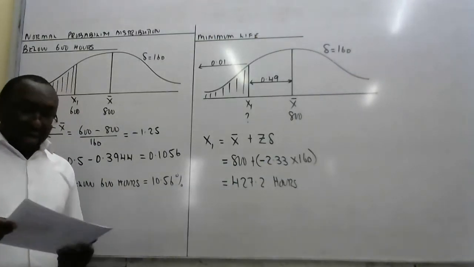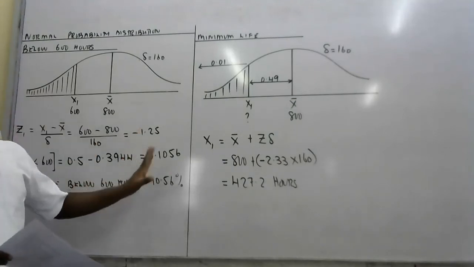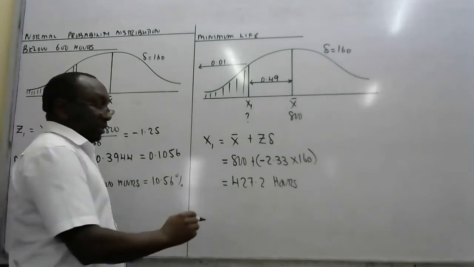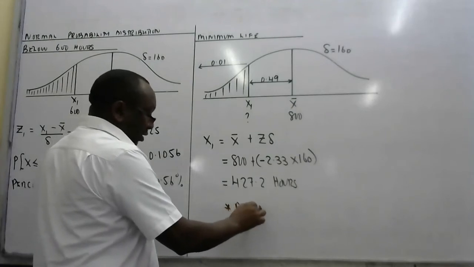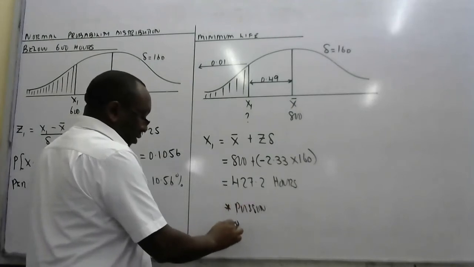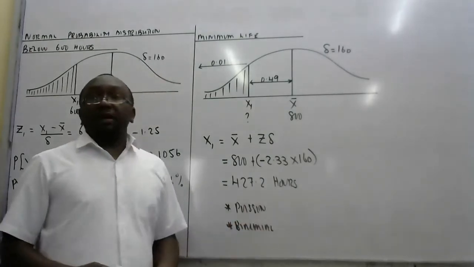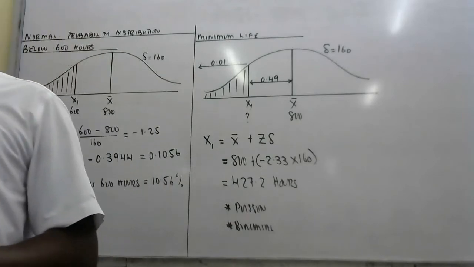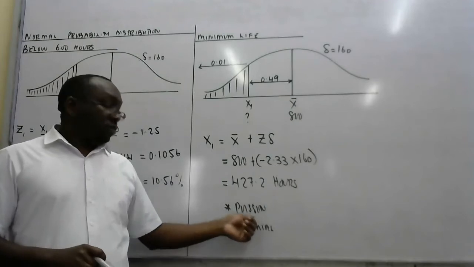So I think that one is okay. So that was just to remind you about the normal distribution. There are still two other distributions that you need to check. There is the one we call Poisson and the one we call binomial. I think in the course of the lessons we have been handling some questions on that.